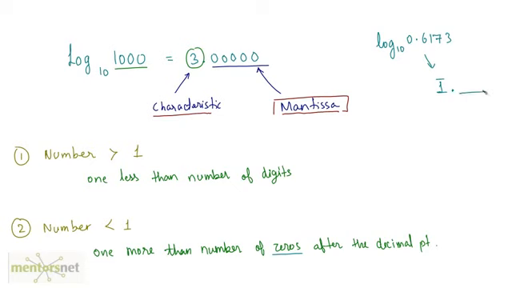The mantissa is going to come from the log table. If you have log to the base 10 of 0.061, then it is going to give you 2 bar. Why 2 bar? Because there is one zero after the decimal point. Had there been 2 zeros, this would have been 3 bar. I hope you got the point.